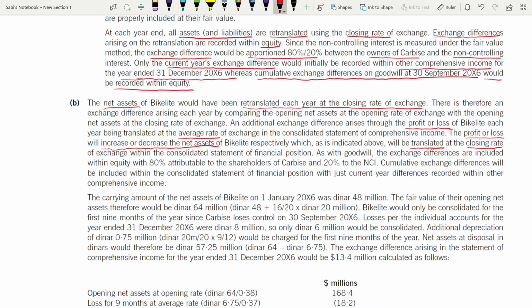So cumulative exchange differences will be included within the consolidated statement of financial position, with just current year differences recorded within other comprehensive income. So only the current year difference will be recorded in other comprehensive income, but cumulative will be recorded in the equity. And where it will be recorded: consolidated statement of financial position.